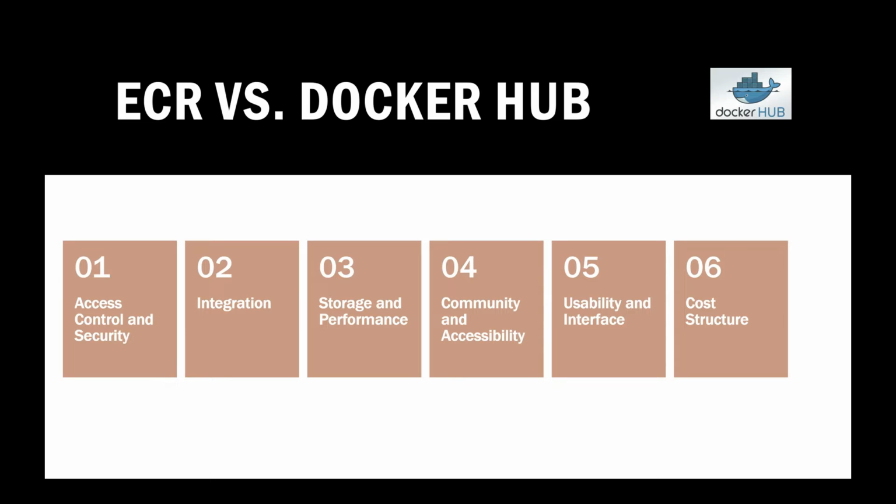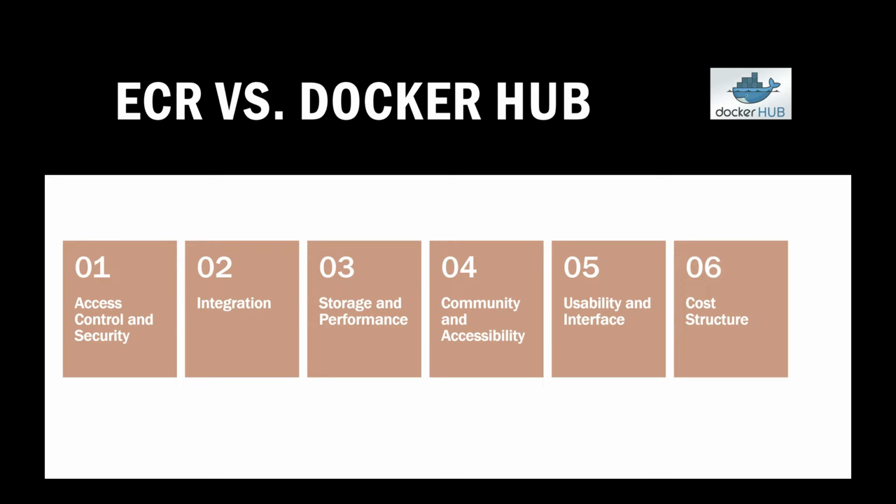Now, the third point on which we can differentiate ECR and Docker Hub is storage and performance. ECR offers reliable, available, scalable, and secure storage within the AWS infrastructure. It provides direct access to AWS services, so it is integrated with them. However, Docker Hub provides storage for Docker images with varying performance, but may not be optimized for AWS specific services or regions.